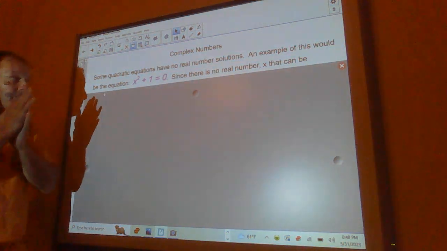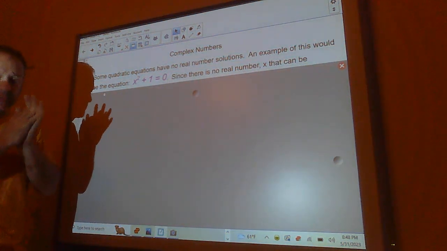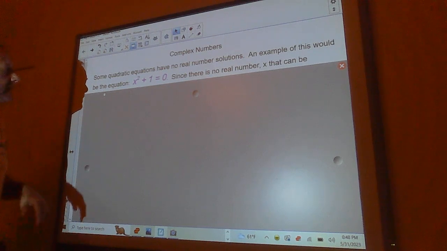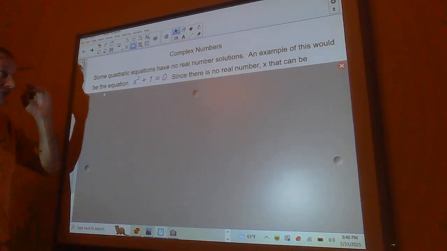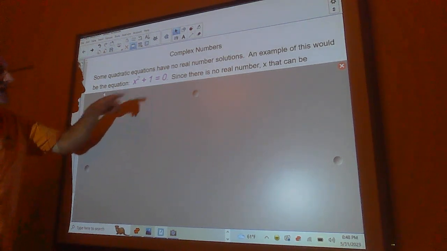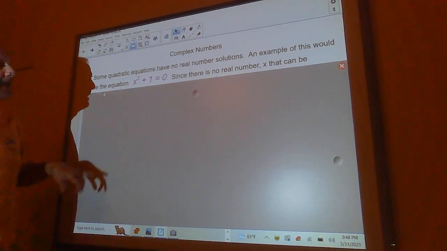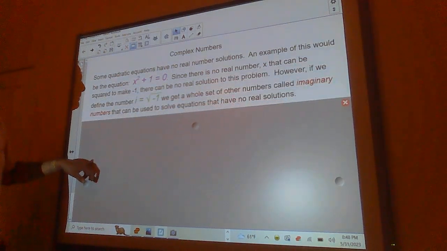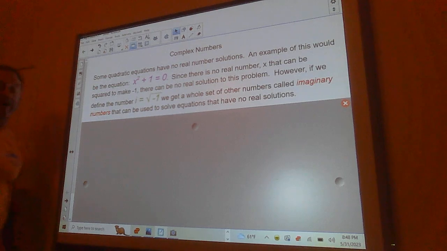Some quadratic equations have no real number solutions. For example, x squared plus 1 equals 0. For this to have a solution, x squared would have to equal negative 1. And since there's no real number x that can be squared to make negative 1, there can be no real solution to this problem. So what do we do?